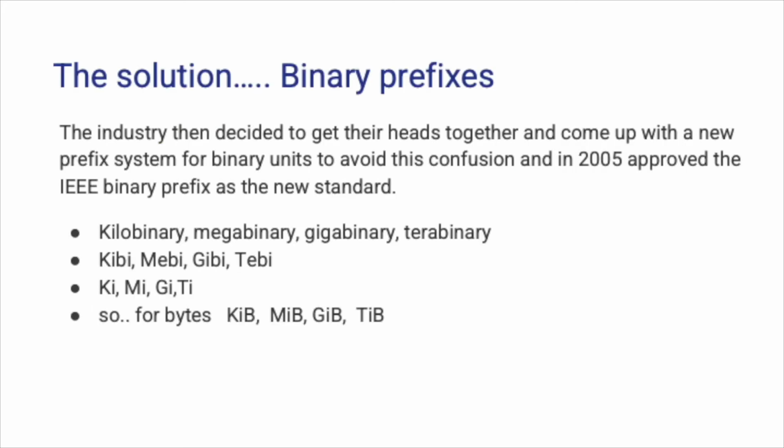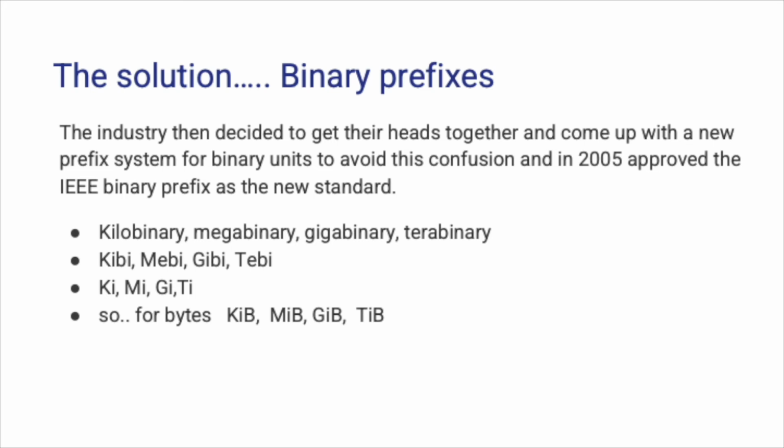So what was the solution? Well, the solution, of course, was binary prefixes. The industry decided to get their heads together and come up with a new prefix system that uses binary units to avoid all of this confusion. And back in 2005, the IEEE, the Institute of Electrical and Electronics Engineers, came up with this new standard.